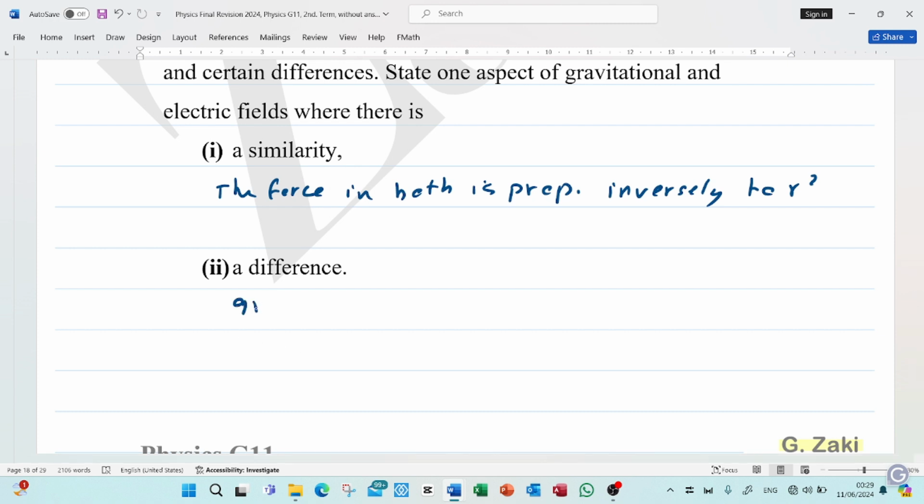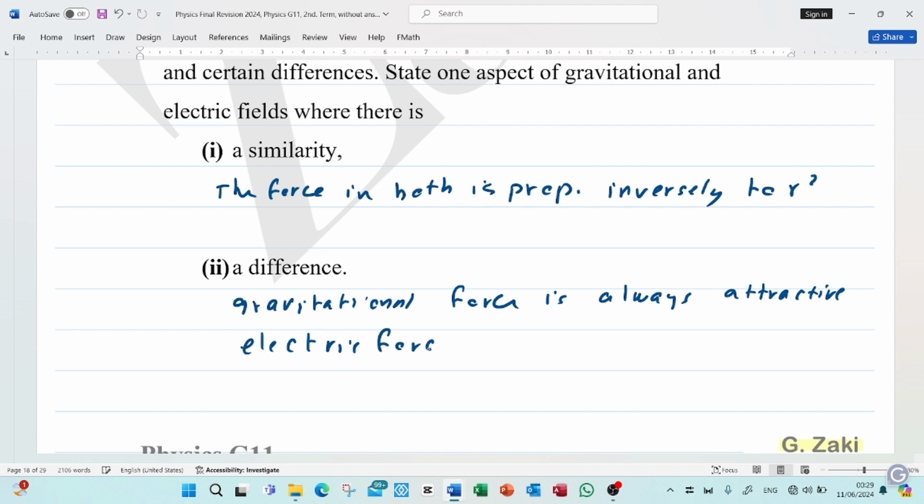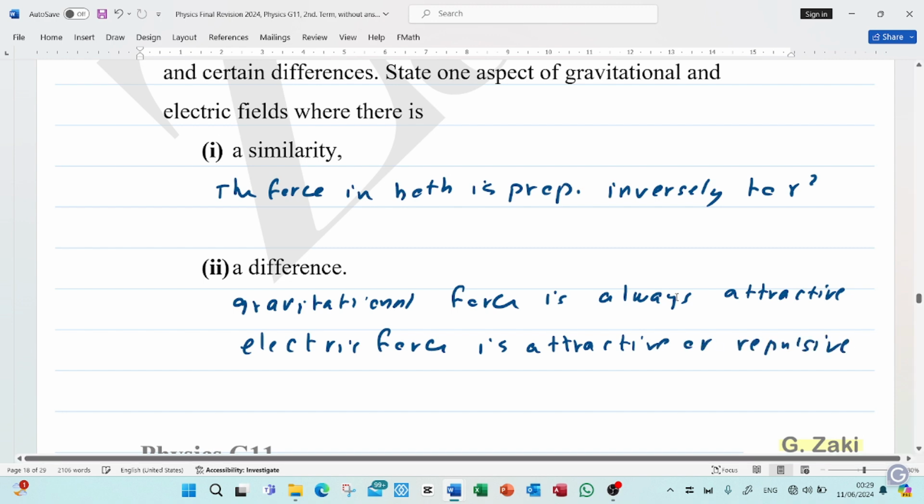Difference: gravitational force is always attractive, but electric force depends on the type of charges, it is attractive or repulsive. Next question.